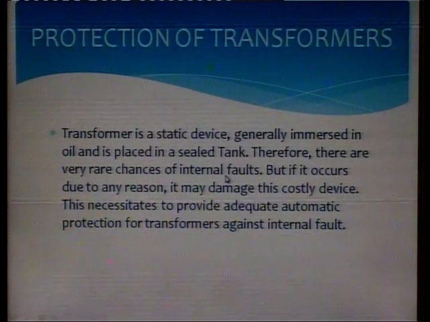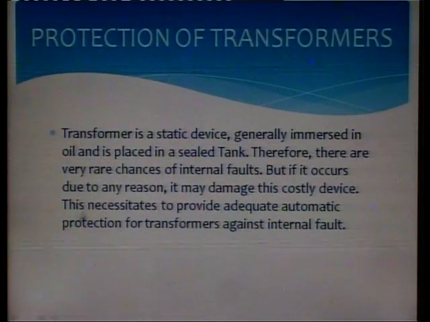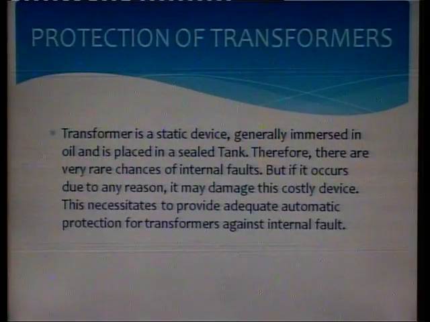But if a fault occurs due to any reason, it may damage this costly device. Therefore, this necessitates providing adequate automatic protection for transformers against internal faults. That's why, in case of internal faults, the protection of the transformer is very important and we cannot ignore it.